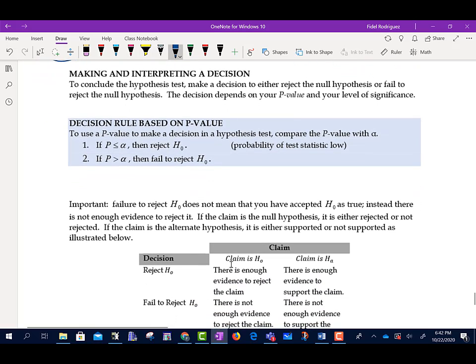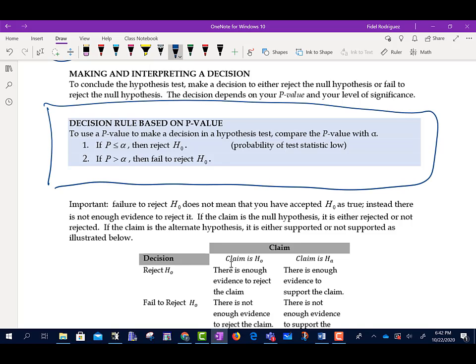All right. So now the next part here says making and interpreting a decision. To conclude the hypothesis test, make a decision to reject or fail to reject the null hypothesis. The decision depends on your p-value and your level of significance. Okay, so it says right here, here's my decision rule based on my p-value. Okay, if p is less than alpha, we're going to reject the null hypothesis. If p is greater than alpha, then we're going to fail to reject the null hypothesis.